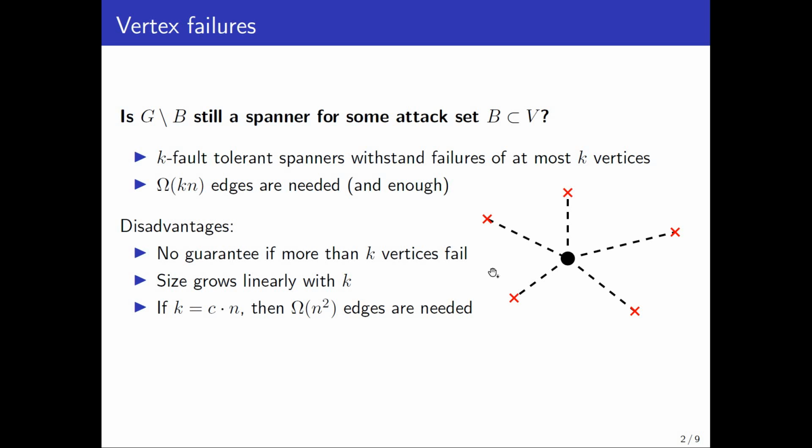On the other extreme, if we set k to be proportional to n, where n is the number of vertices in the graph, then the spanner can withstand catastrophic failures. However, the size of the graph will be quadratic, which means that we essentially need the complete graph. So here's the following question. How can we construct geometric spanners that can survive catastrophic failures while having only a few, possibly linear number of edges?